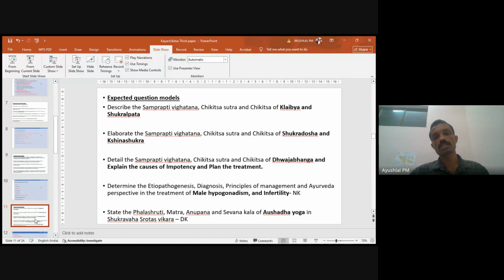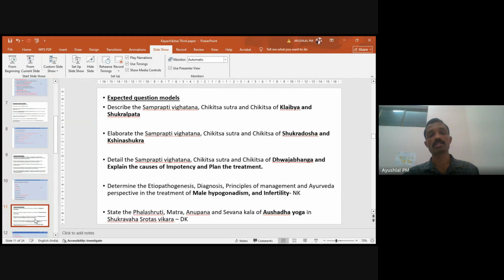Then expected questions. Describe the Samprapti, Vighatana, Chikitsa Sutra, Chikitsa of Klaibya, and Shukra Alpata. Alpa Shukrajanya Klaibya is one of the types of Klaibya itself. Shukra Alpata also comes under Klaibya itself. You can properly study the Klaibya Chikitsa and write. Ashta Shukra doshas, Ashta Shukra dushti, you should know.